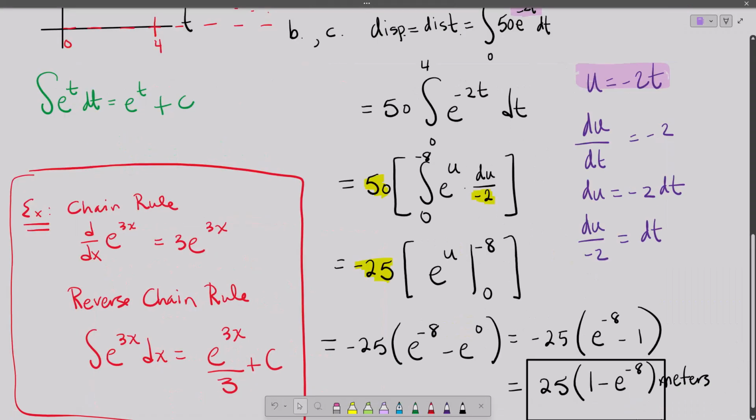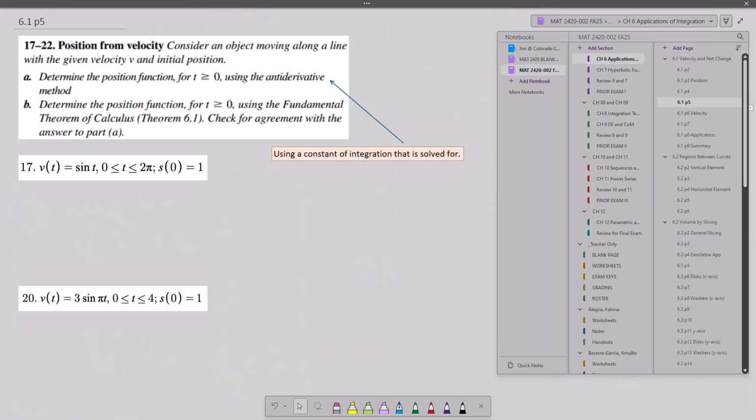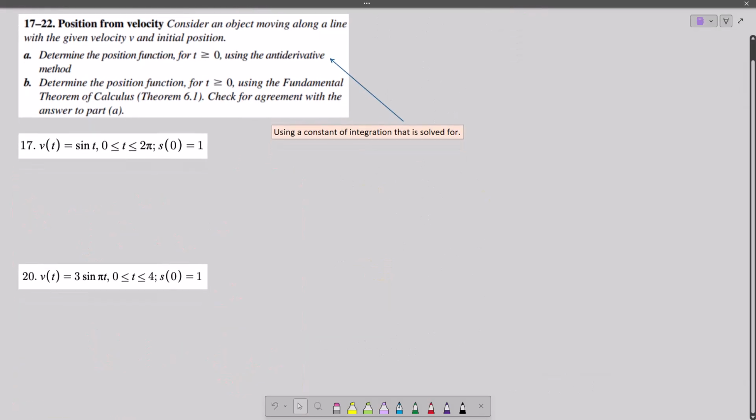Whoops, not that one, that one. Okay, so position from velocity. Determine the position from the velocity using the antiderivative method and then using the fundamental theorem of calculus. So there's two different methods here.